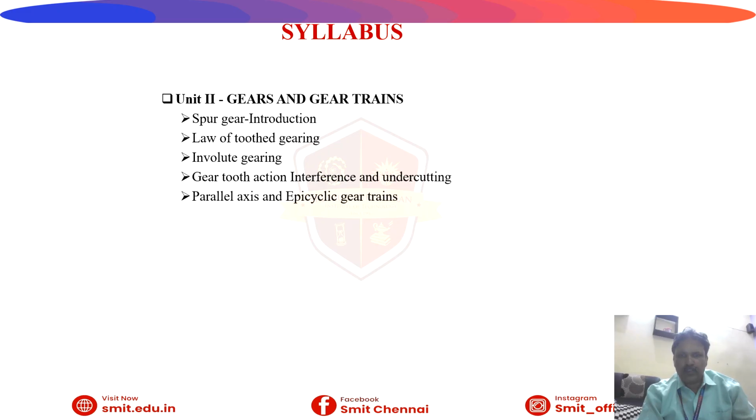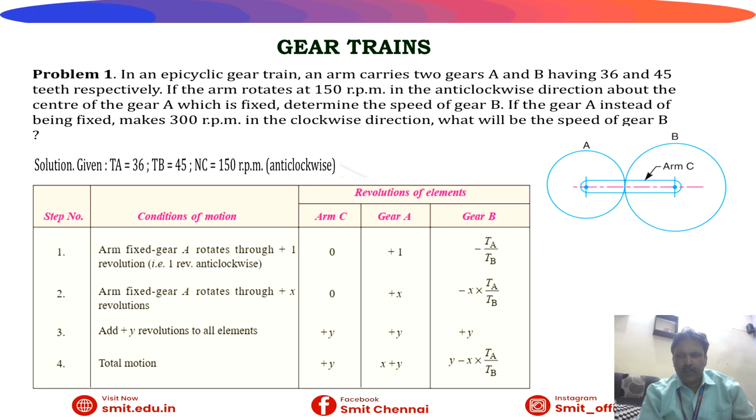So this syllabus we have already discussed. Here we have one problem on an epicyclic gear train. An arm carries two gears A and B having 36 and 45 teeth respectively. If the arm rotates at 150 rpm in the anticlockwise direction about the center of the gear, which is fixed, determine the speed of gear B. If gear A, instead of being fixed, makes 300 rpm in clockwise direction, what will be the speed of gear B? That is asked in the question.